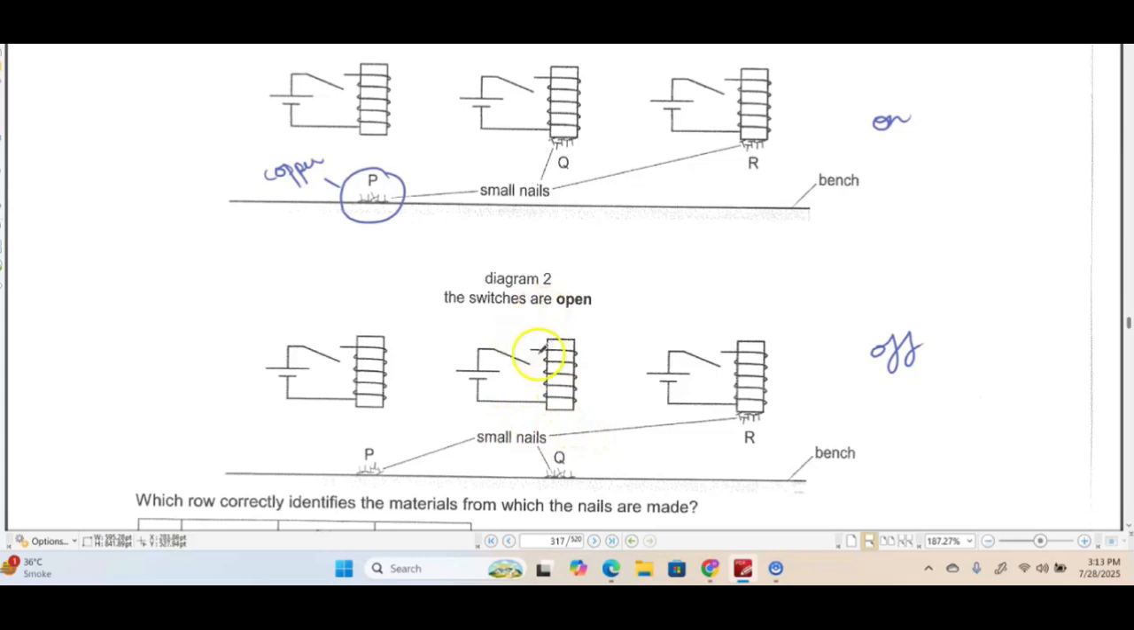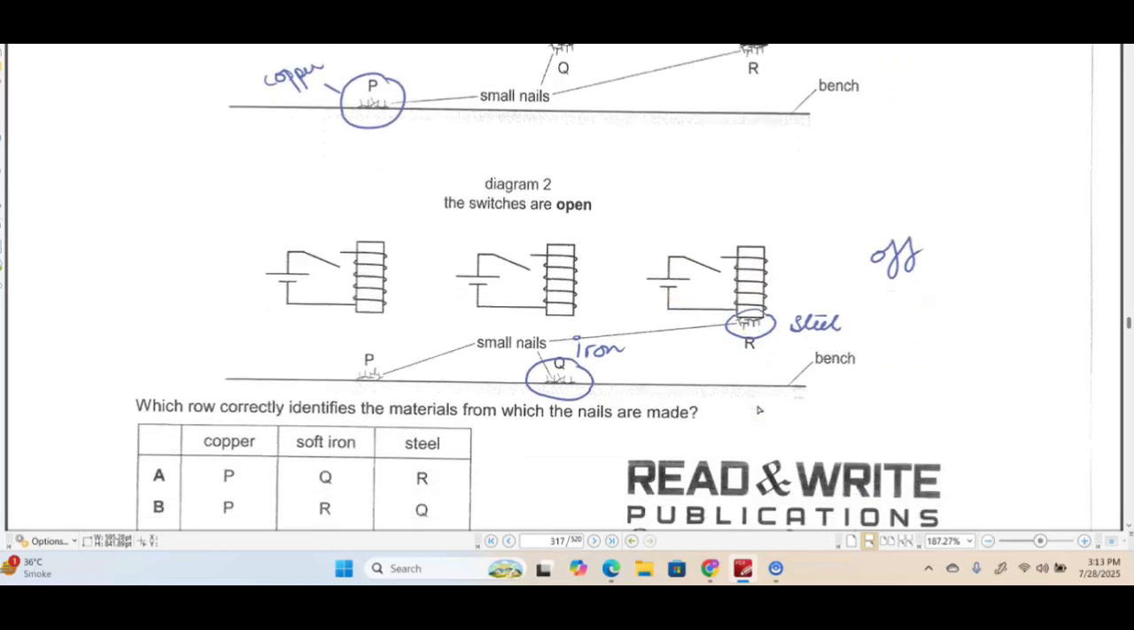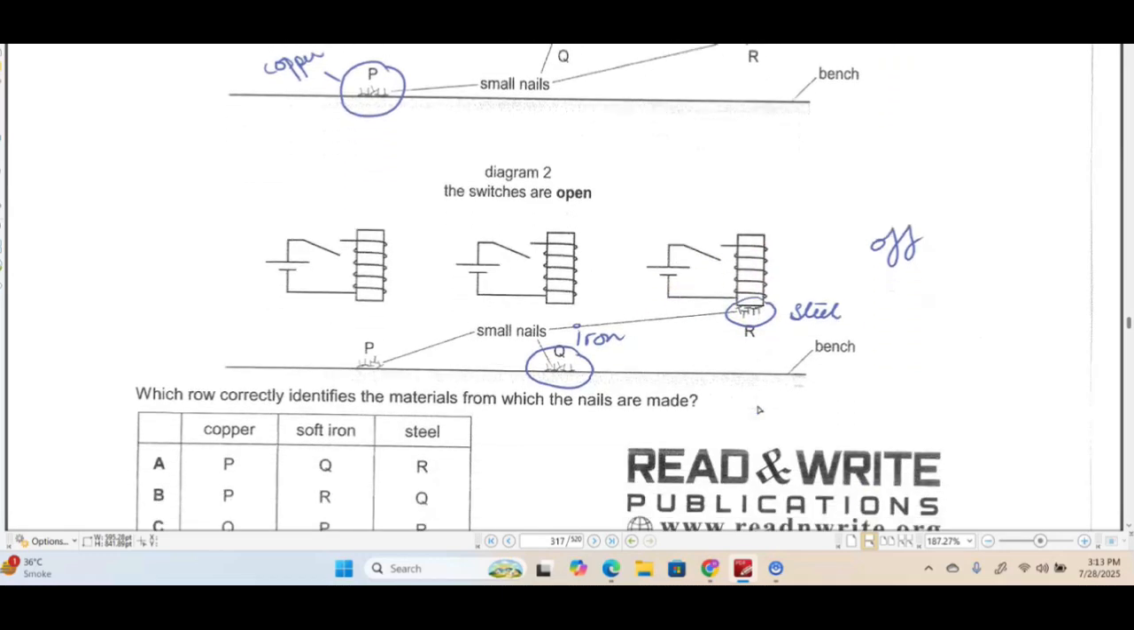So over here, when the switches are open, these nails would be made up of iron because once the switch was not closed, these nails fell down. Okay, and these must be made up of steel because even when the switch is not closed, these pins are still attached. Okay, so P would be copper, Q would be soft iron, and R would be steel. So I think A is our correct option.